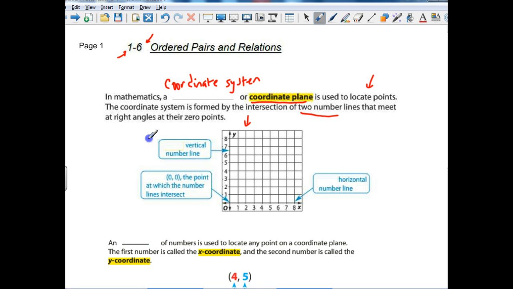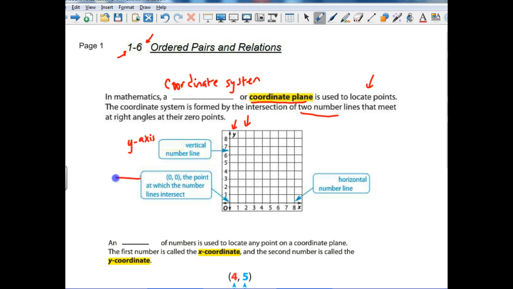And what we're going to do is fill in some blanks here that I took out for you. Right here, the vertical number line, this line going up and down, I'll tell you right there what that is. That is the y-axis. Okay, the vertical line going up and down, vertical, it's up and down.